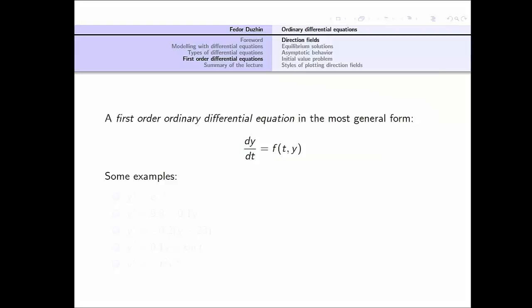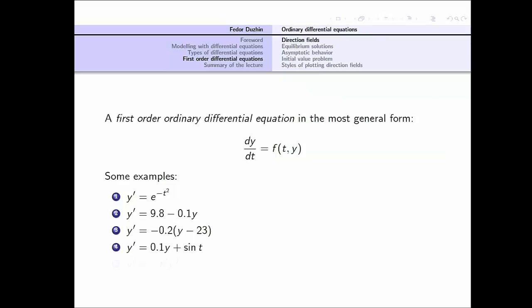Right, so before we continue with the main definition, let us recall that the most general form of a first order ordinary differential equation is when the left-hand side is the derivative of the unknown function, and the right-hand side is some expression that involves the independent variable and the unknown function, right? So here are a few examples. Of course, sometimes it doesn't actually feature y or t, but sometimes it has both y and t.